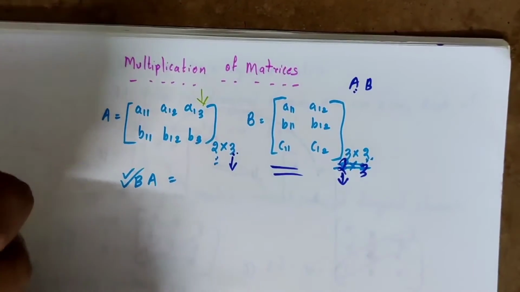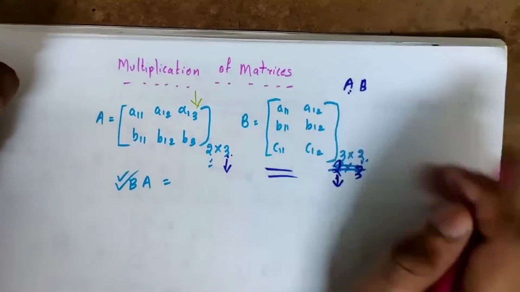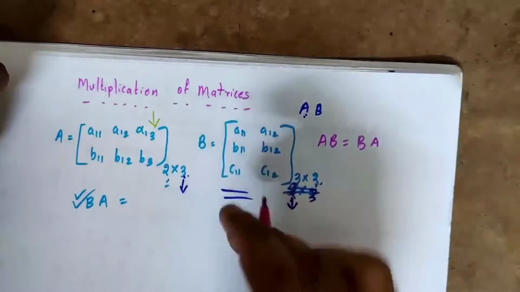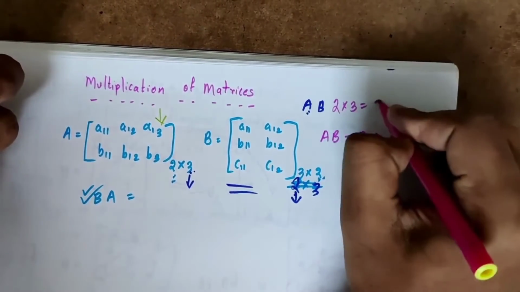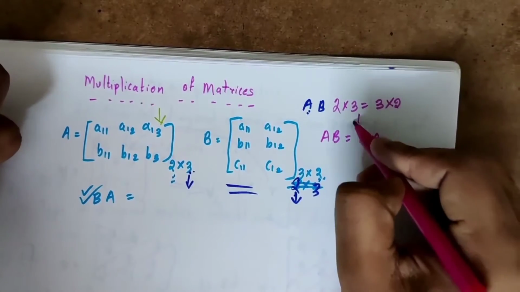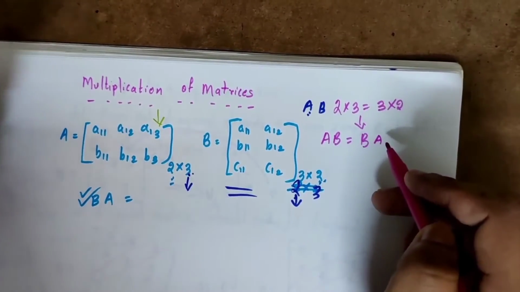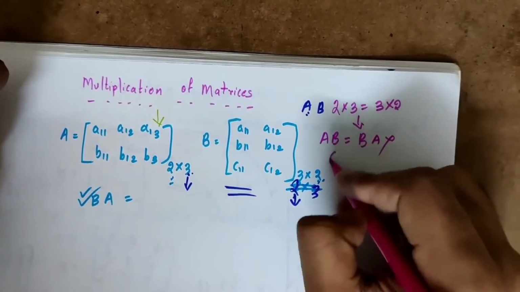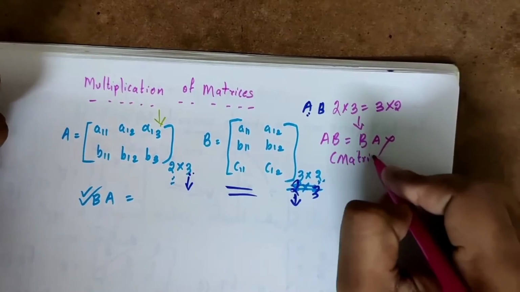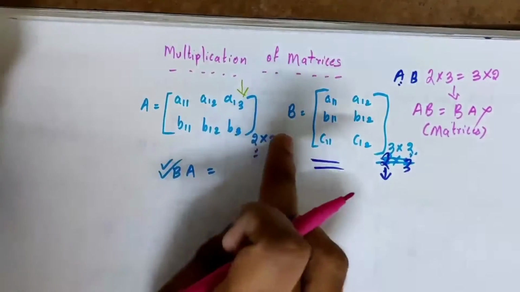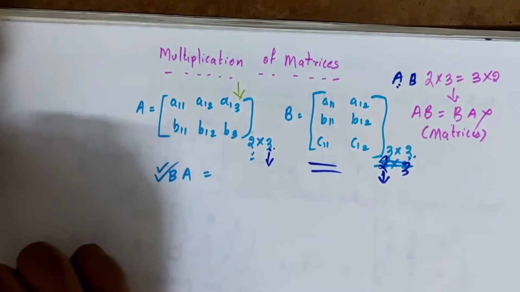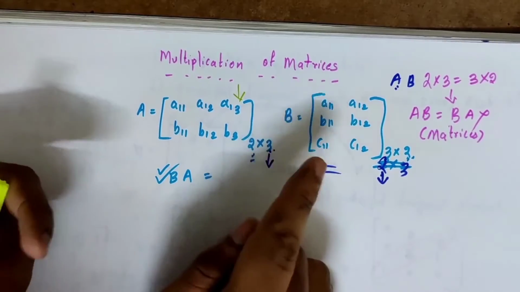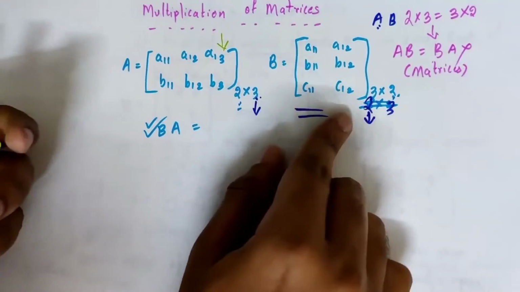But the thing you have to remember is, don't ever consider that AB will be equal to BA. This is not a simple multiplication like 2 into 3 being equal to 3 into 2. Commutative law does not hold in matrices. When it comes to matrices, this commutative law fails. So this is the first and foremost condition for multiplying any two matrices: the number of columns present in the first matrix must be equal to the number of rows present in the second matrix.